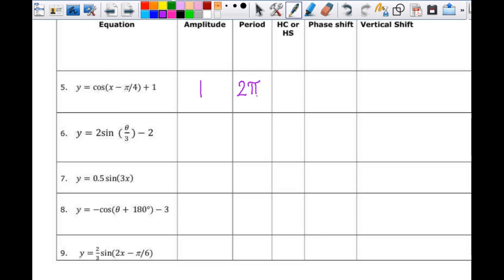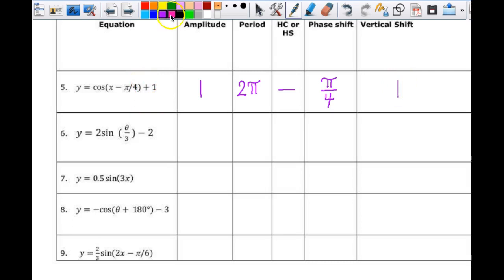Horizontal compression or horizontal stretch, well, since b is 1, then I don't have one. You could say none, you could say 1, you could put NA, you could put a dash. All those are fine there. It doesn't really matter. And then your phase shift, you would factor out if you needed to here. We don't need to. So my phase shift, I know moving to the right since that's negative, and it is pi fourths. And then my vertical shift is +1.